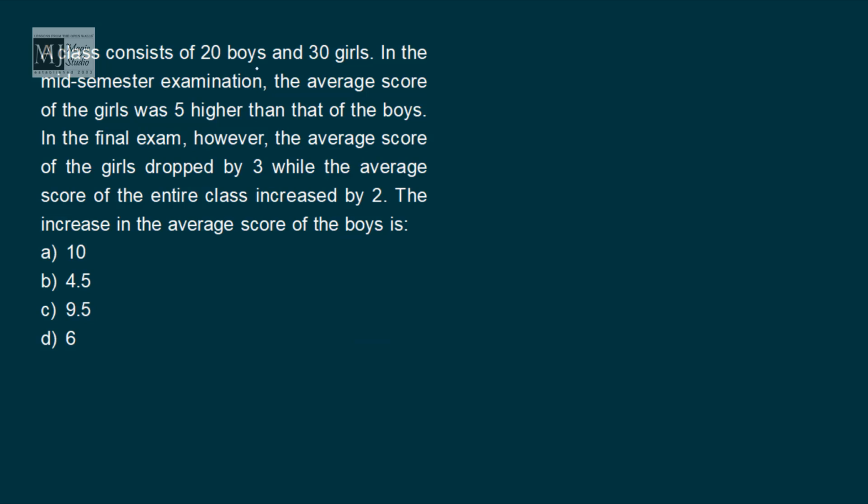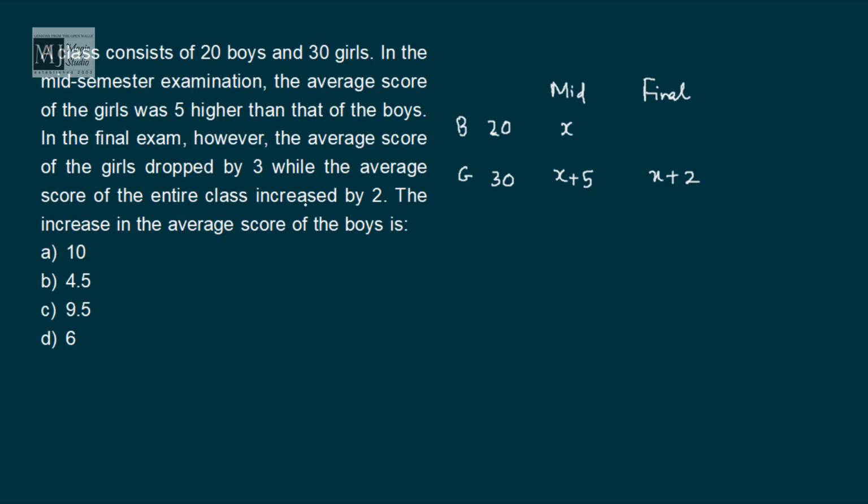A class consists of 20 boys and 30 girls. Boys are 20, girls are 30. In the mid-semester examination, the average score of girls was 5 higher than that of boys. So let the average score of boys be X, then girls was X plus 5. In the final exam, however, the average score of girls dropped by 3. That means their average score becomes X plus 5 minus 3, that is X plus 2.